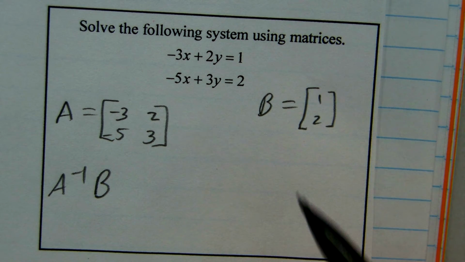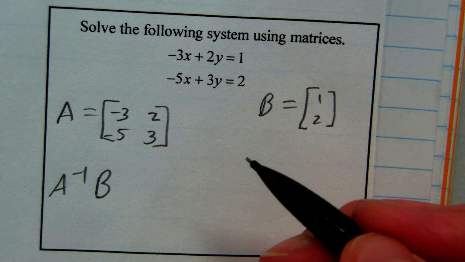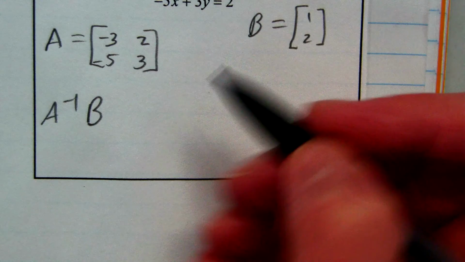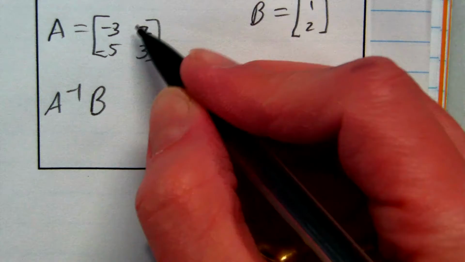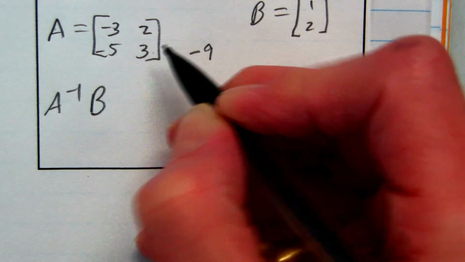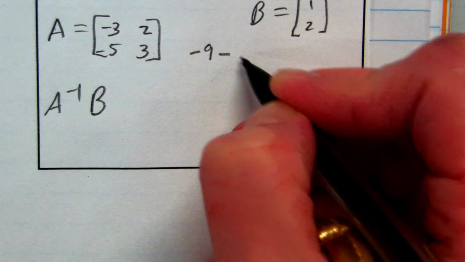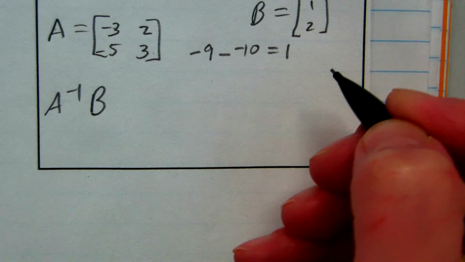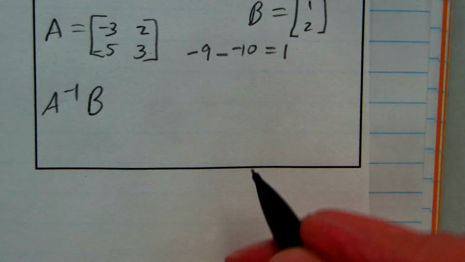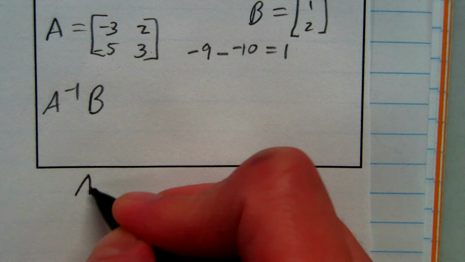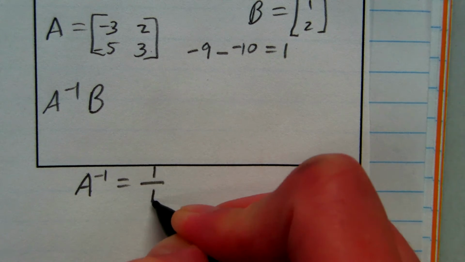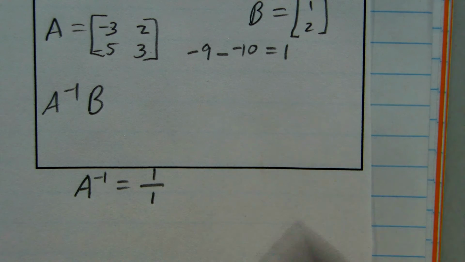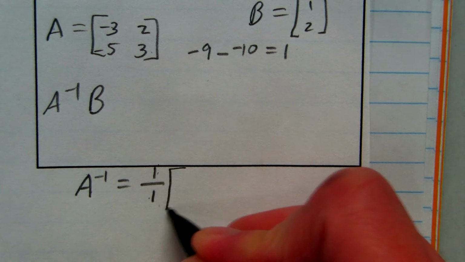Now we're going to do this. So we have to find the inverse of A. So the determinant will take negative 3 times 3 is negative 9 minus negative 5 times 2 is negative 10. So we get 1. Okay, so A inverse, we're going to have 1 over 1. If the determinant is 1, that's cool because basically we're just going to multiply everything by 1. So once I rearrange everything, this will be easy.